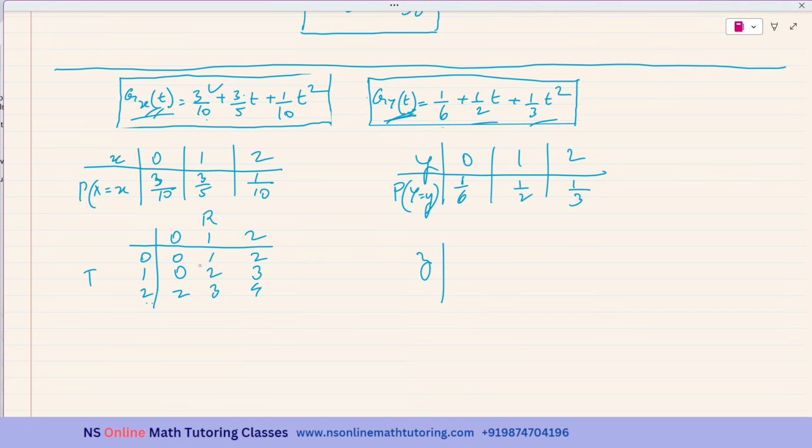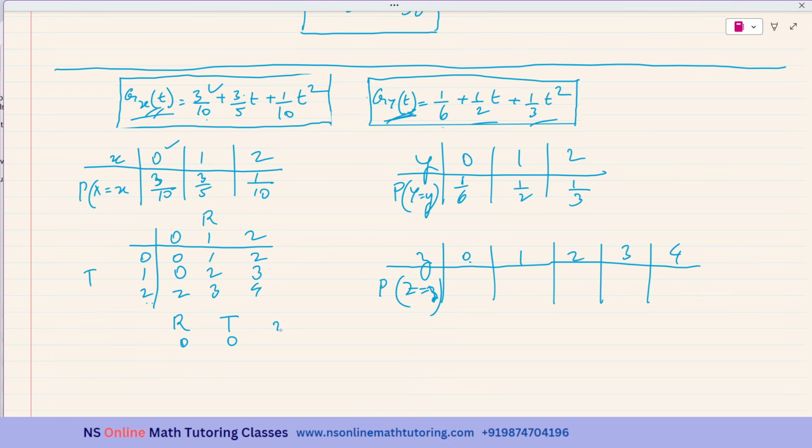We are seeing the values will be 0, 1, 2, 3 and 4. Okay. And next it is P of Z equal to z. For Z equal to 0, that means red and tail, red is 0 and tail is 0. Red is 0 is 3 over 10 and tail is 0 is 1 over 6. So this is 1 over 20.